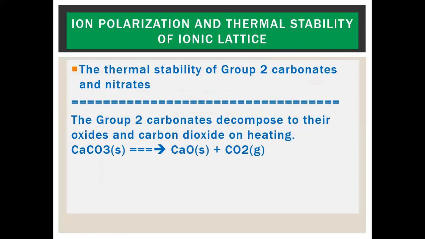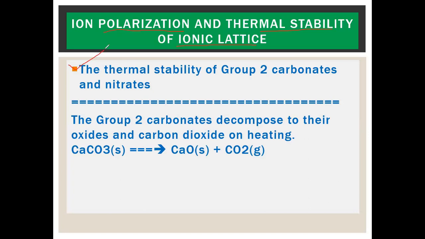Now we will link up the ion polarization and the thermal stability of the ionic lattice. I know you have some initial idea about it: more polarization means more stable or less stable the ionic lattice? More polarization means less stable the ionic lattice. Absolutely right. So you have some initial idea about the relation between the ion polarization and the thermal stability of the ionic lattice, right?